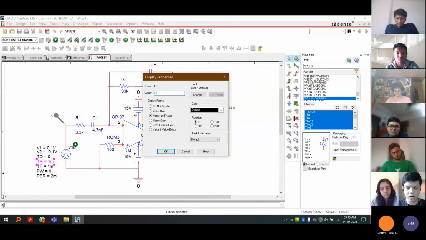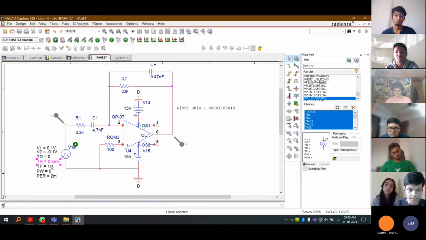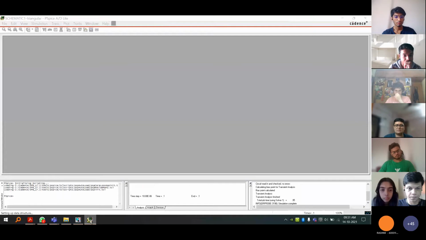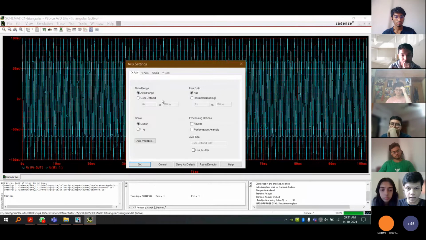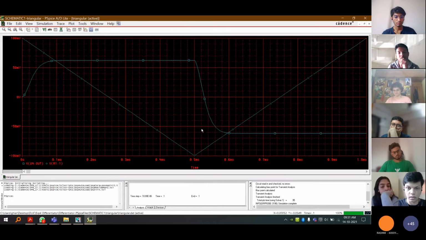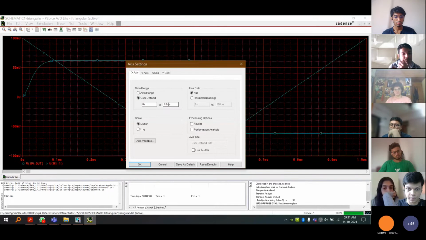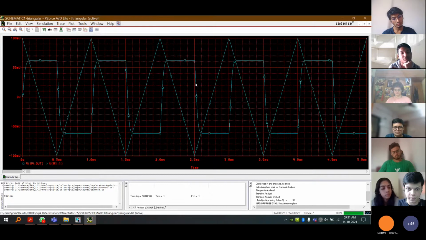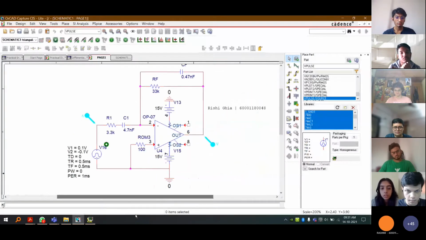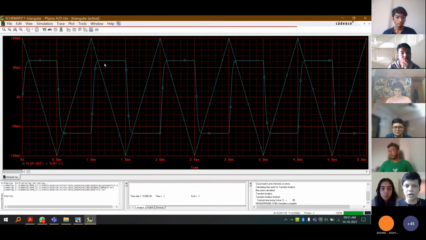I believe we ran this at 500 hertz. So we can run this at 0.5 milliseconds and 1 millisecond. This should give us our output at 1 kilohertz. Yeah, and I'll just make this 1 millisecond. Okay, too much. Okay, there we go. Let me just check. Yeah, 1 millisecond. Okay.